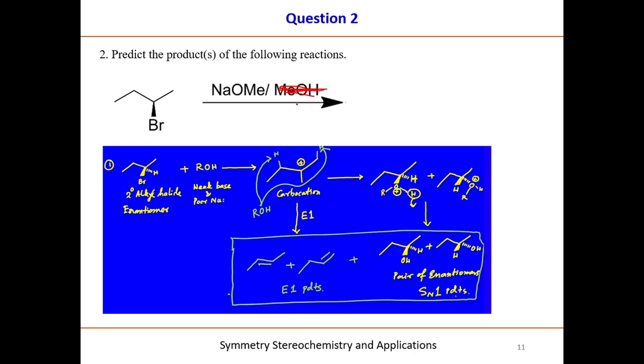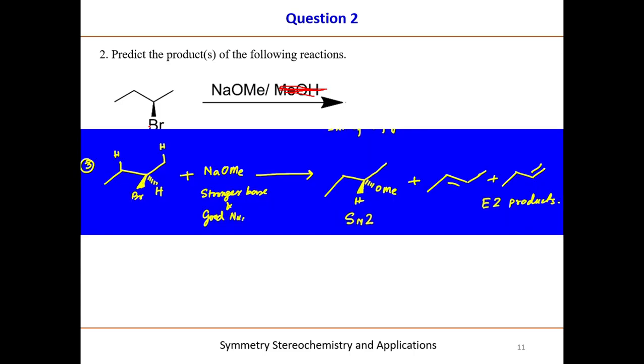Here you can see that this is a secondary alkyl halide, right? I'm talking about the first reaction condition first, then we will talk about the second one. When we treat this with sodium methoxide, which is a stronger base and good nucleophile, what will happen? It will follow the SN2 pathway. I already told you it will follow the SN2 pathway because it's a strong nucleophile and a strong base.